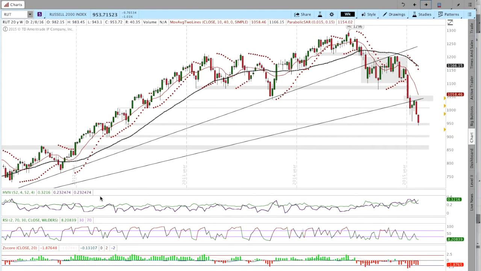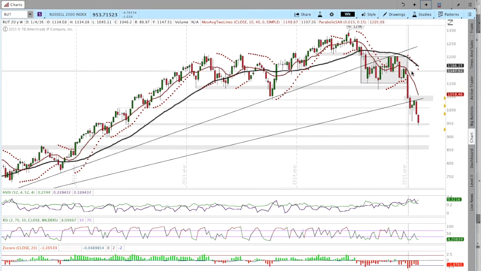So let's go ahead and take a look at the Russell 2000. The market closed the day off about 1% today, down at 953 and change. And today I just wanted to take a step back. We've been starting on the daily chart a lot, but just take a step back to the weekly chart and take a look at a bigger picture perspective at what we're seeing.